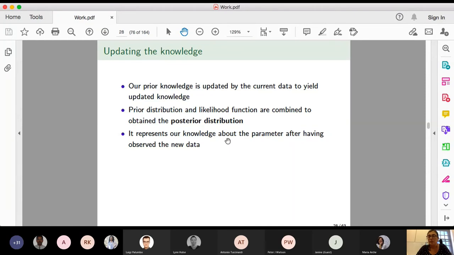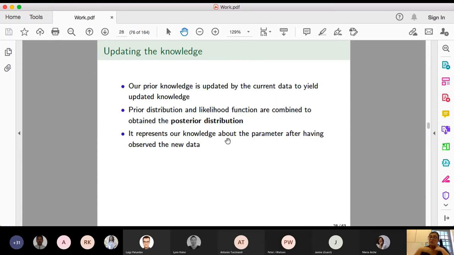Now, we have seen two ingredients of the Bayesian framework: the prior distribution that incorporates our background knowledge, and the likelihood function, that is the new evidence, the new data that we have. Now, how do we update the knowledge that we have? Well, the prior distribution and the likelihood function are both combined to obtain a new distribution for the parameter. And that is called the posterior distribution for the parameter.